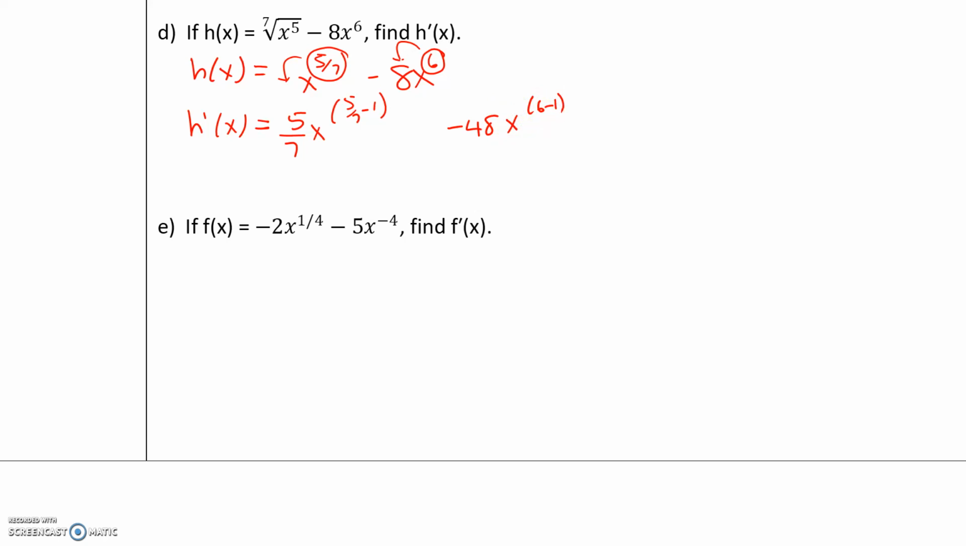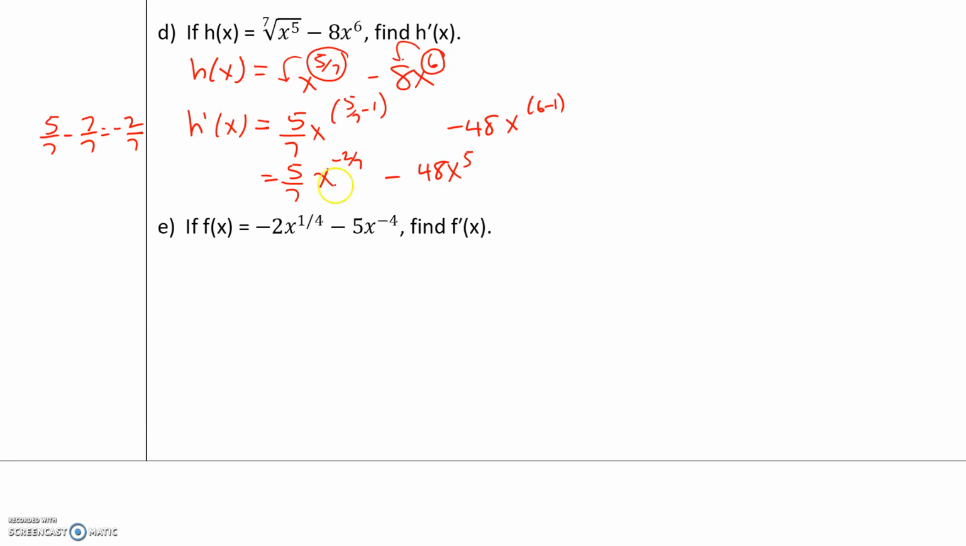So to simplify this, 5 over 7 minus 1, I'll do this on the side. So if I have 5 over 7, 1 is the same as 7 over 7 when you get a common denominator. This gives us a negative 2 sevenths. So this is going to give us 5 over 7, x to the negative 2 over 7, minus 48, x to the fifth. And remember, 6 times 8 is 48, 6 minus 1 is 5. That's how we got this.